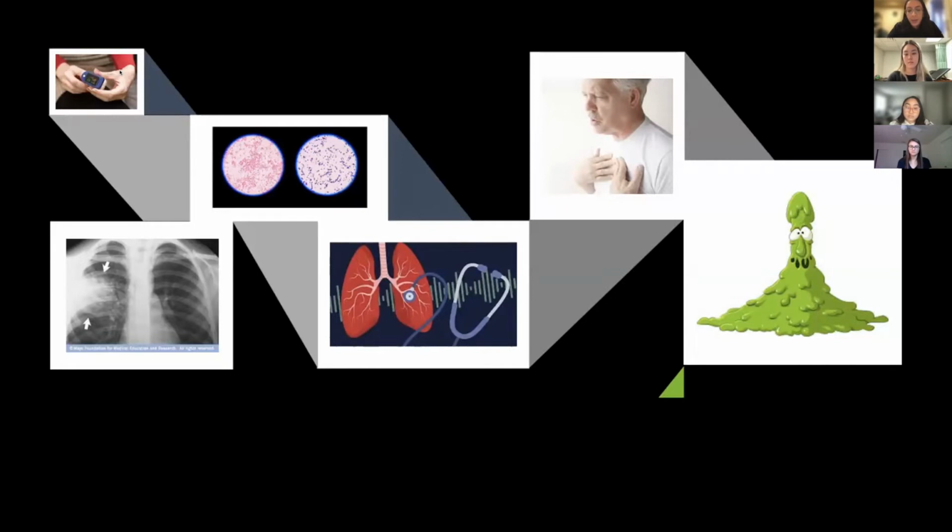ABGs would show abnormalities. A gram stain or culture from a sputum collection would show the presence of bacterial or viral microorganisms. And the patient will also present with respiratory distress, chest pain, fatigue, fever, chills. And we would expect to see dehydration, altered mental status, and unusual behavior in older adults.